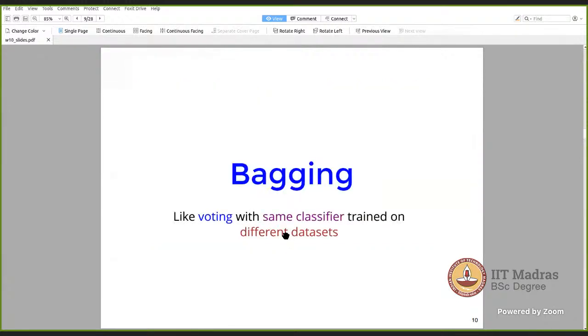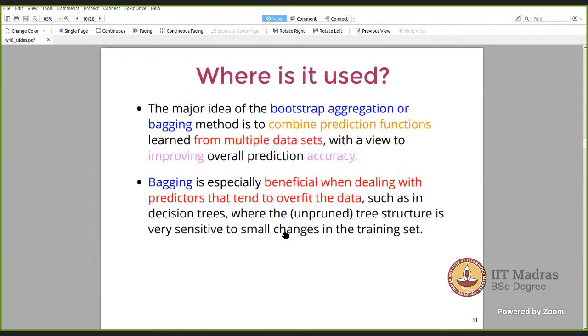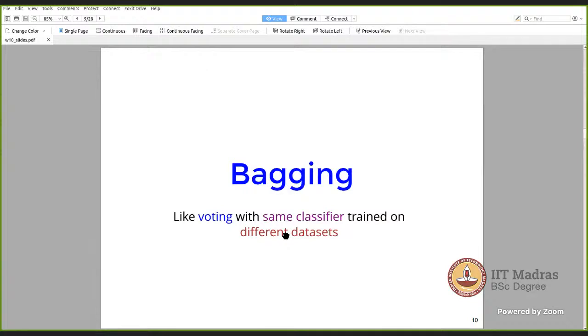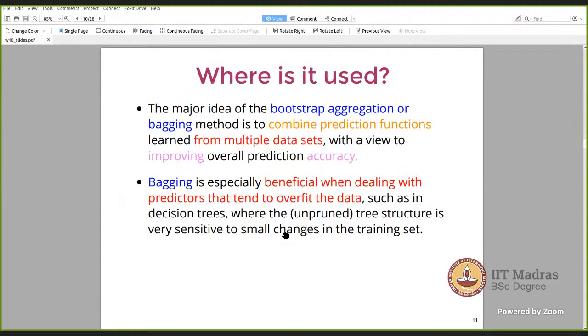Okay, now we move on to bagging. As I told you, the difference between voting and bagging is that in voting there can be heterogeneous classifiers, while in bagging there will be homogeneous classifiers trained on different data sets. In bagging, we train on different data sets. That's another thing to note. Now, why this name bagging? It's actually a short form for bootstrap aggregation. What bootstrap is, we'll talk about. Aggregation we have spoken about already.